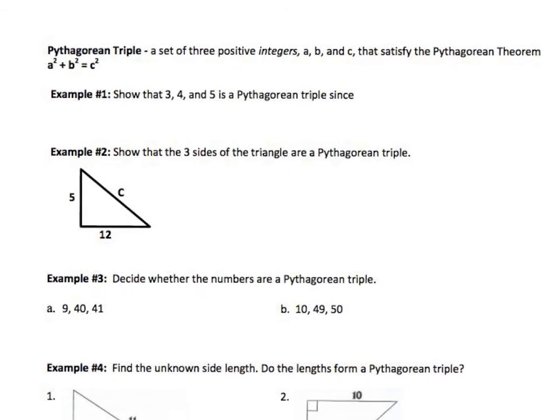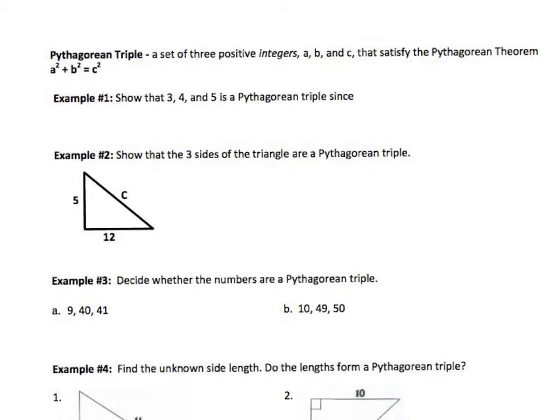We also have something called a Pythagorean triple, which is a set of 3 positive integers, a, b, and c, that satisfy the Pythagorean theorem, a squared plus b squared equals c squared. A positive integer is a whole number, so no decimals, no square roots, and they're obviously positive.